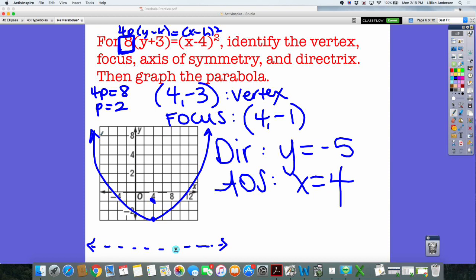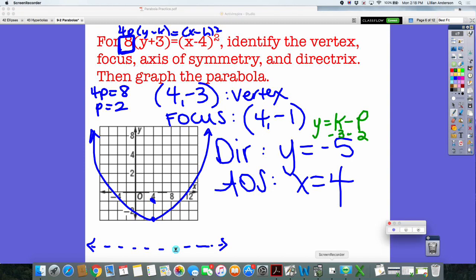Do you remember the formula for the directrix? Since K is already -3 and P is 2... Oh, it's -3. Yes, it is -3. The y-coordinate of the vertex. Question: why is it -3?